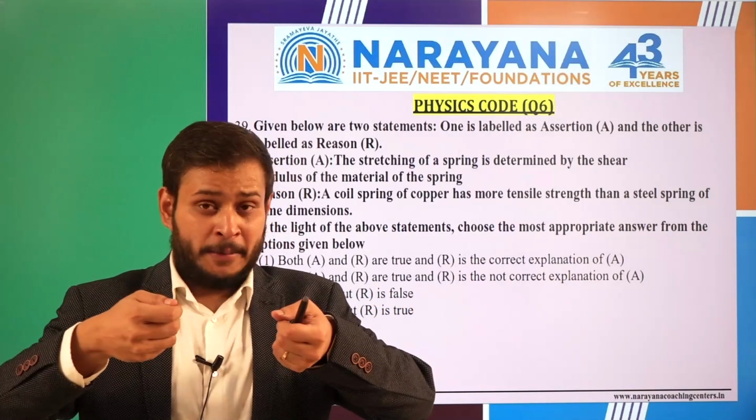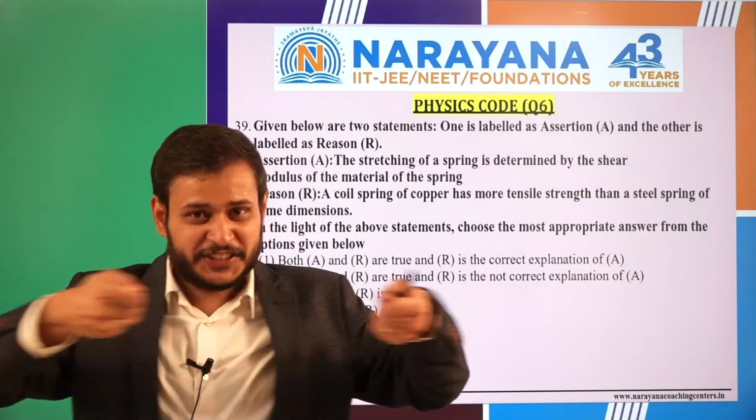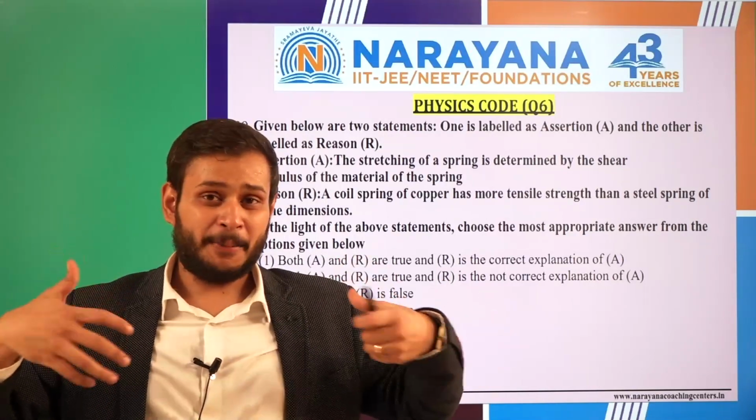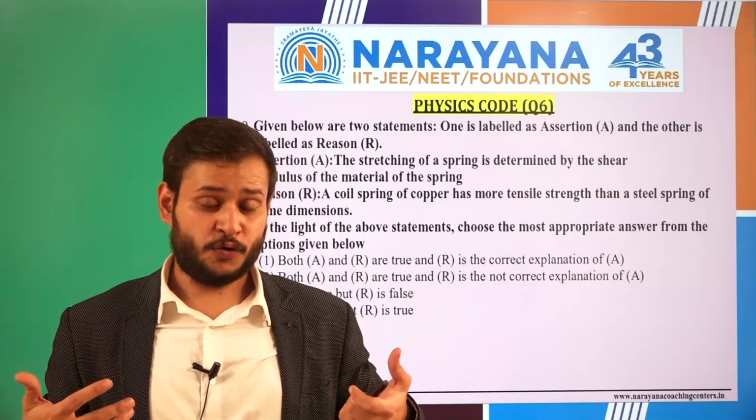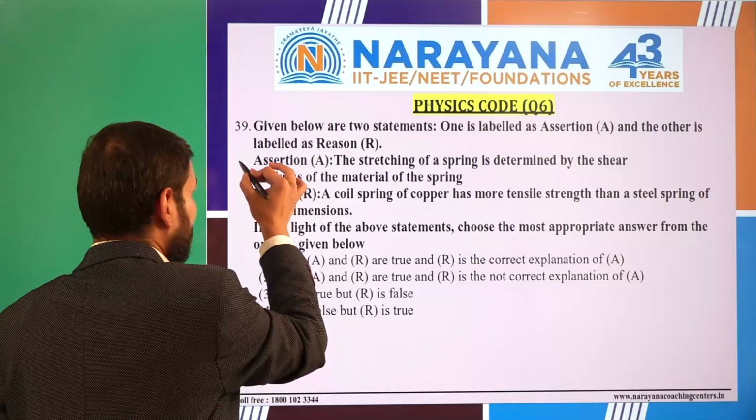But over here, like for the spring, we can use the word twisting. But over here, we are actually stretching the spring, right? So we are applying a tensile stress over here. So it will be giving Young's modulus. So again, assertion A is incorrect.